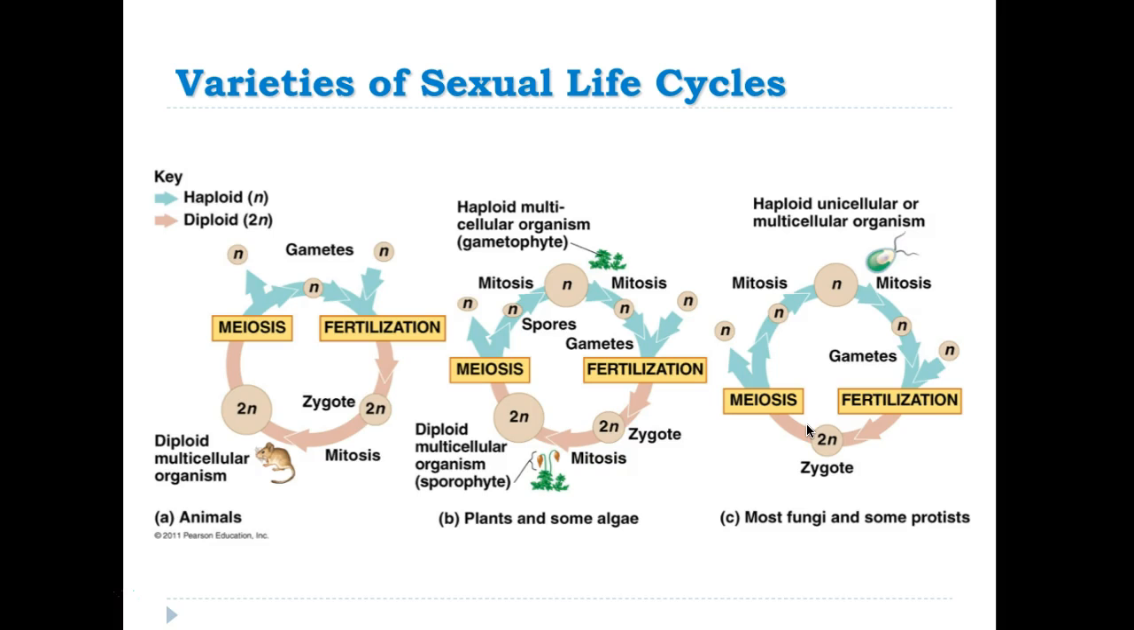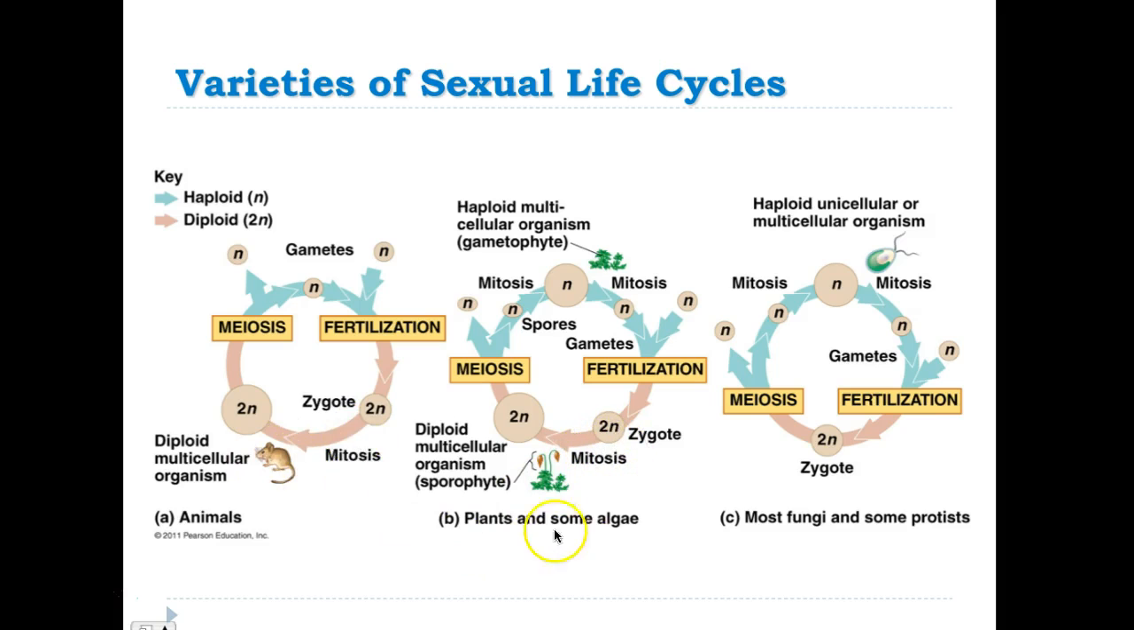So we do see varieties of sexual life cycles. There you can see what a life cycle will look like in an animal. Here are some plants and some algae. Here are most fungi and some protists. So you can see you have the adult form, a diploid multicellular organism, that undergoes meiosis to produce the gametes. So the gametes are n. When two gametes meet, upon fertilization, you restore a zygote, which is diploid in nature.